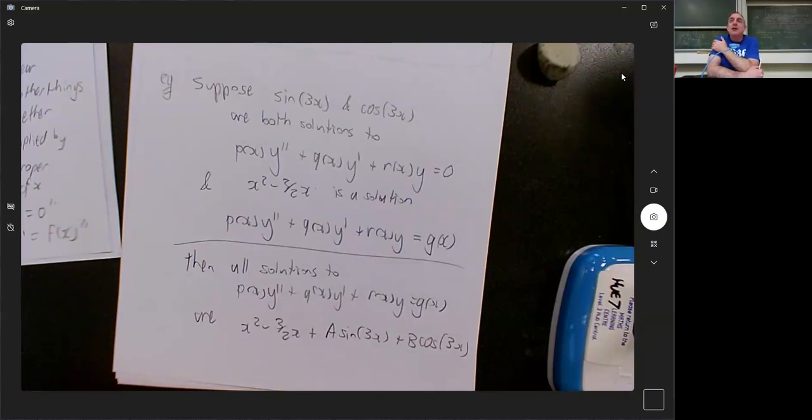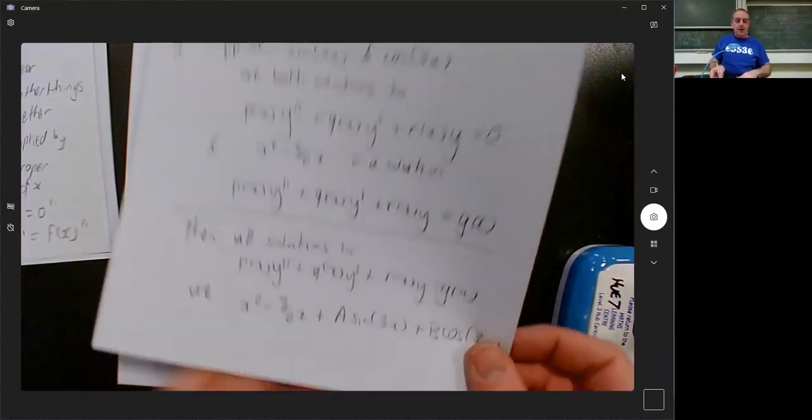So this idea is a really important one to hold on to. You just need 3 solutions: 1 to the original, 2 to the homogeneous. And if it is already homogeneous, you only need 2 solutions. Okay.